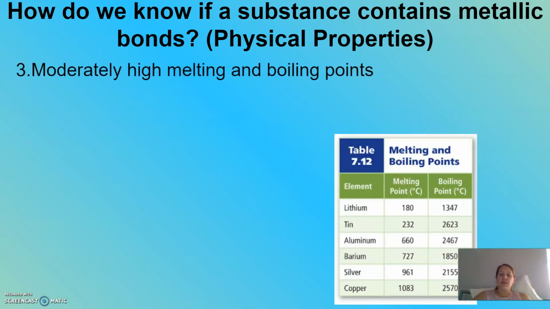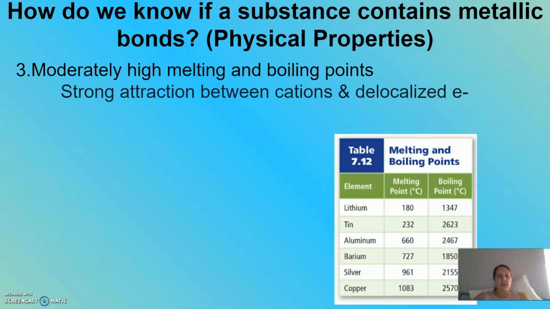Okay. Moderately high melting and boiling points. This isn't the best property. There's a lot of ionic substances that actually have higher melting and boiling points due to the lattice energy. These are kind of like in the middle. Because the lattice energy usually in metallic bonds is not as high as ionic bonding lattice energy, but it could be high. So it really depends on the metal.